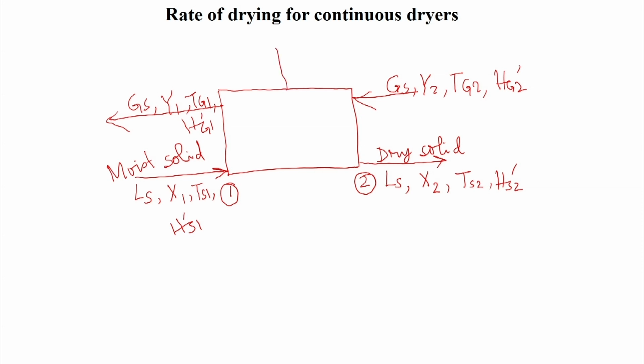That humidity will be definitely greater than Y2, the temperature will be Tg1, and the enthalpy Hg1 prime. Some heat will be applied here, and some amount of heat will be lost during this counter current operation. That amount we call Q prime, the rate of heat loss.